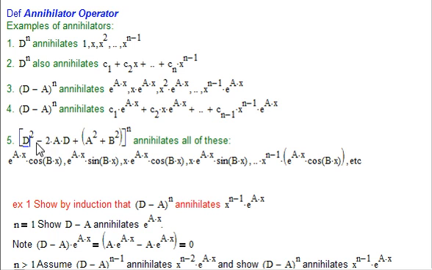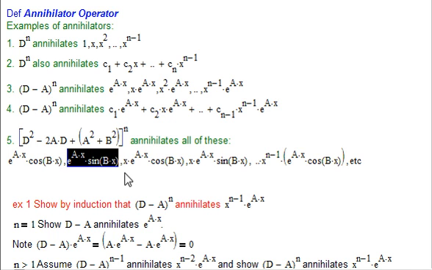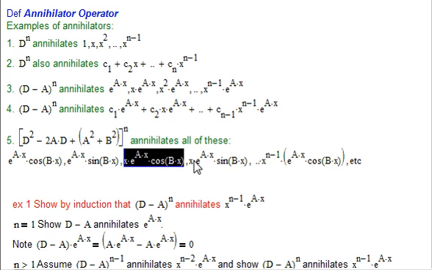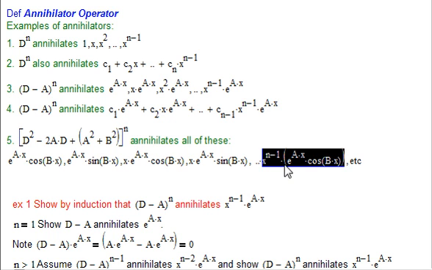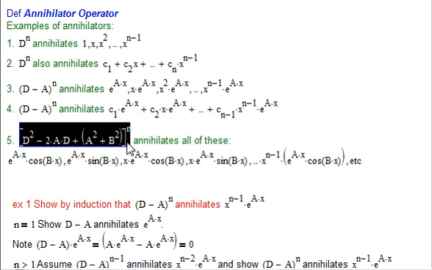You're going to trust me on this one, that (D squared minus 2a times D plus a squared plus b squared) to the n annihilates all of these: e to the ax cosine bx, e to the ax sine bx, x times e to the ax cosine bx, x times e to the ax sine of bx, all the way up to x to the n minus 1 e to the ax cosine bx, and then here I put etc., but of course x to the n minus 1 e to the ax sine of bx is also annihilated by this differential operator.